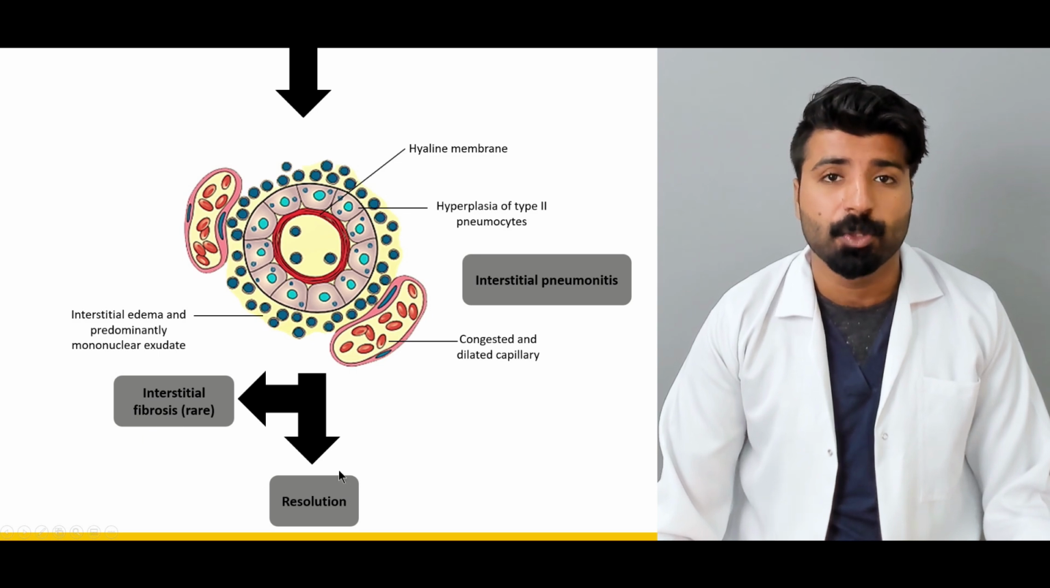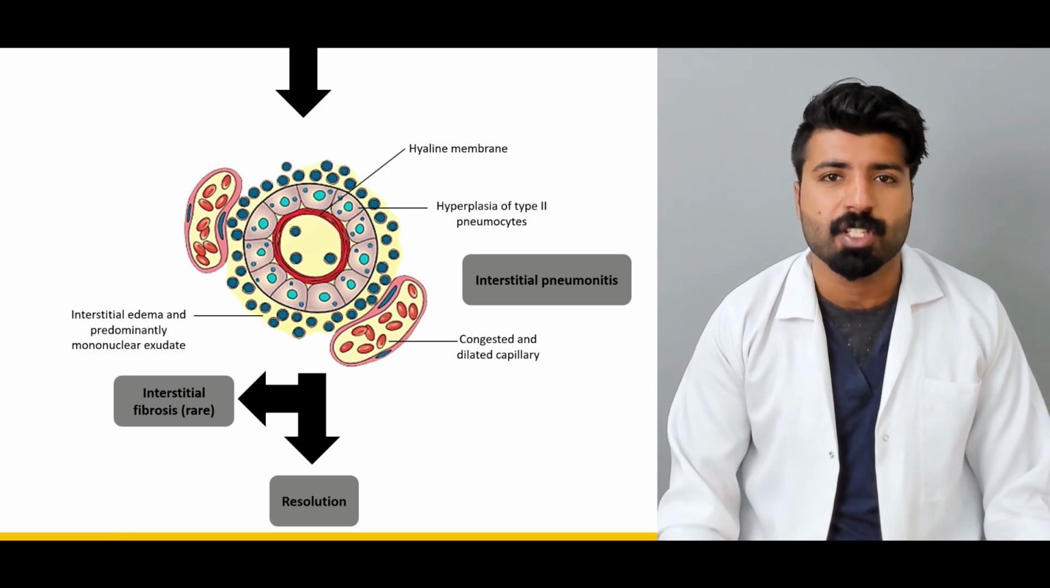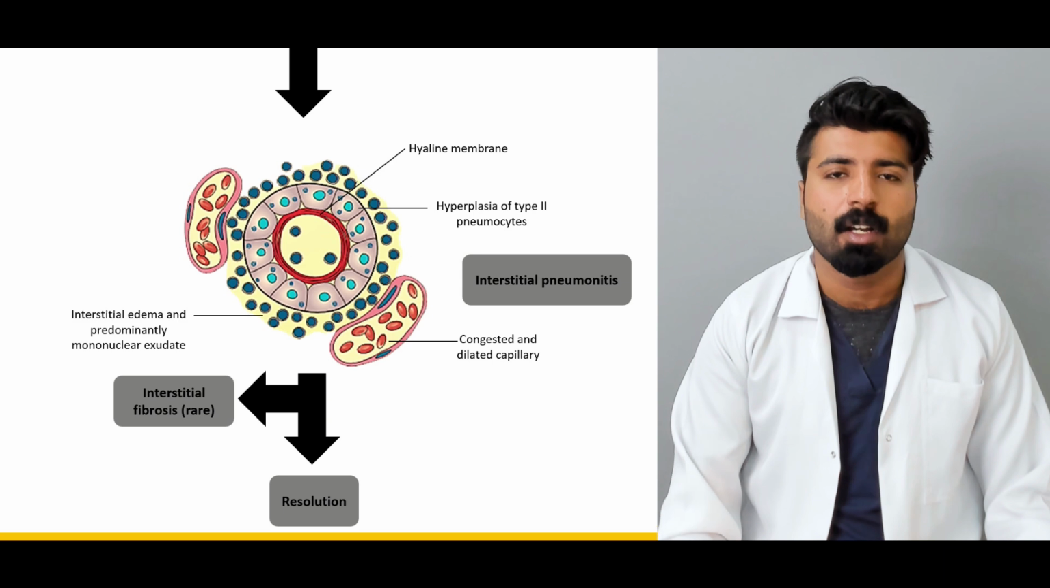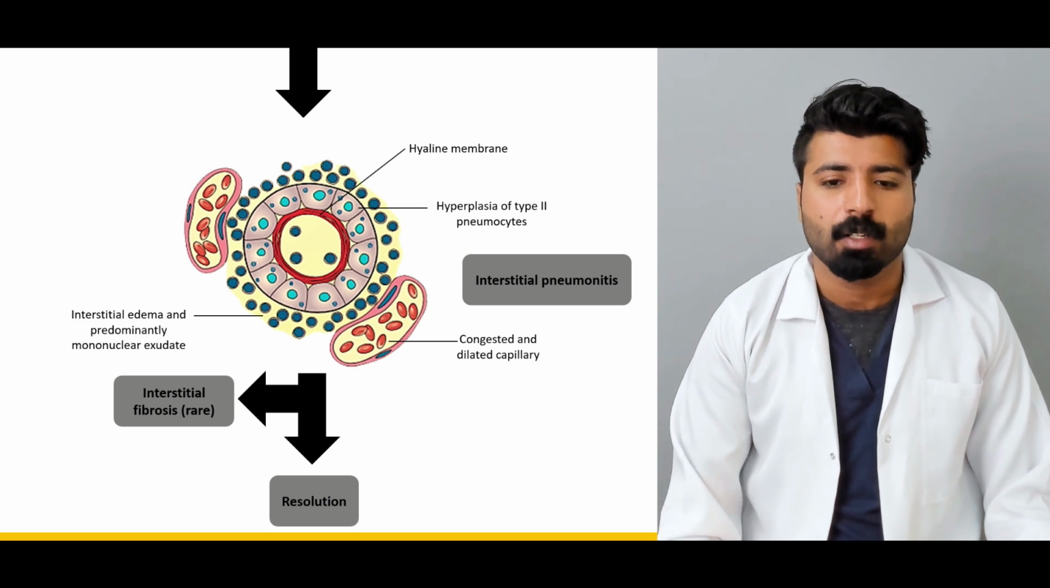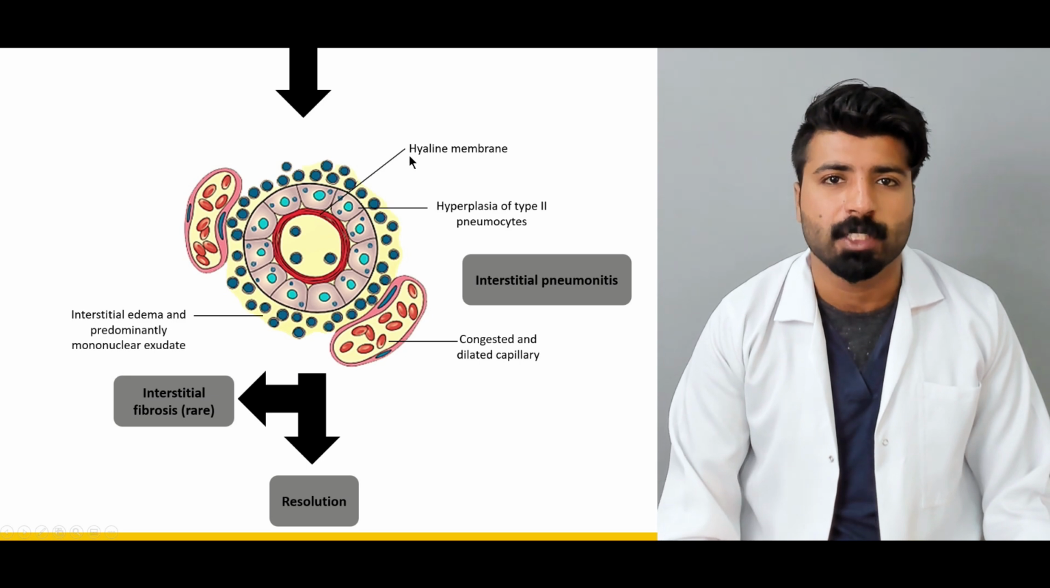On the other hand, resolution will happen when all of these helper cells and all of these lymphocytes destroy the viral cause and get the type 2 pneumocytes back to its form, and they'll regenerate the whole cells.